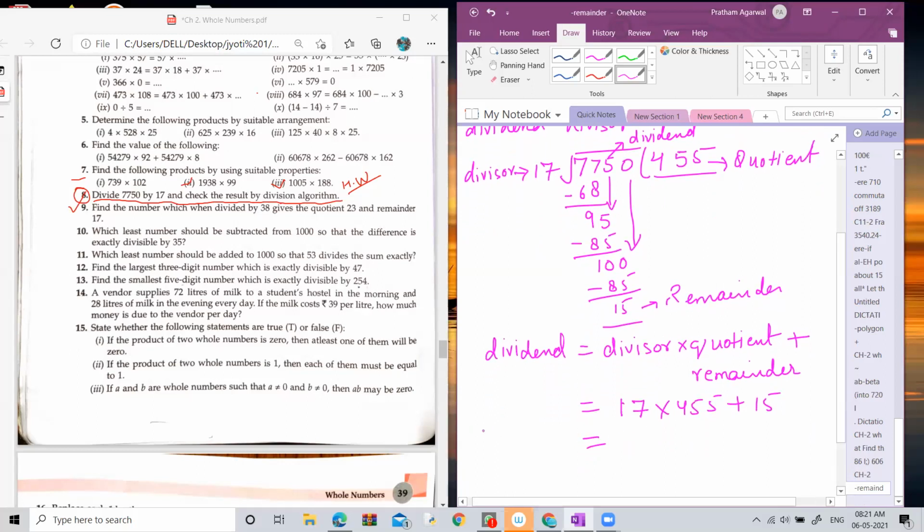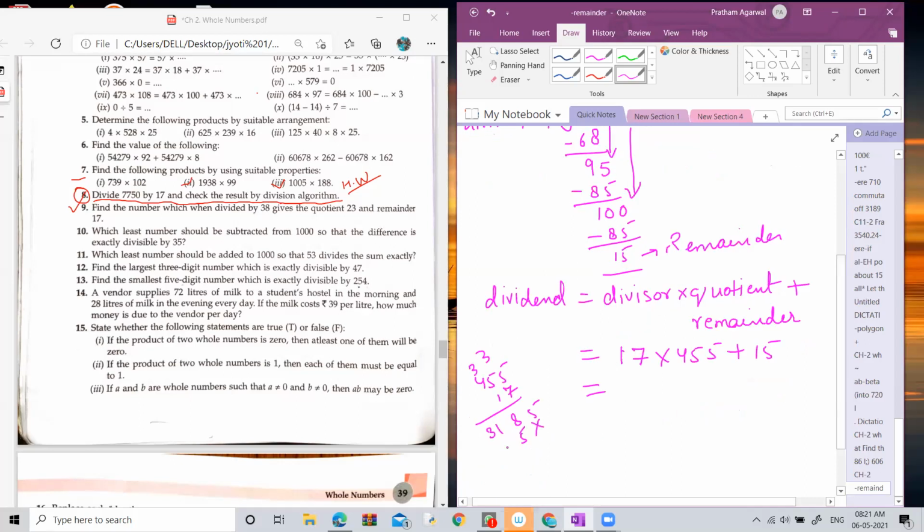When you multiply 455 by 17, how much does it give you? 5 sevens are 35. Again, 5 sevens are 35. 35 plus 3, how much? 38. Okay. 4 sevens are 28. 28 plus 3, 31. Then put the multiplication sign. 1 5 is 5, 1 5 is 5, 1 4 is 4. So how much is it? 8 plus 5, 13. 5 plus 1 plus 1, that is 7. 4 plus 3, 7. Okay? So it is 7,735.